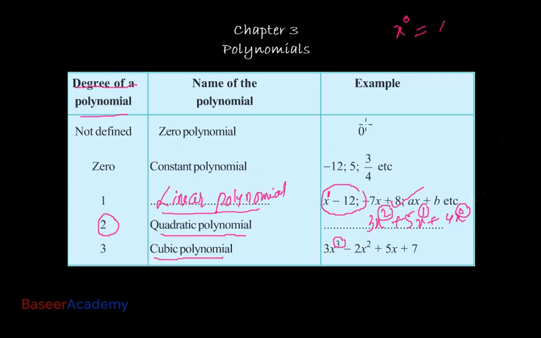What is a zero polynomial? 0 is known as a zero polynomial. And what is a constant polynomial? Any constant number like 5, 6 or 7, 8. These are known as constant polynomials, because 5 is a constant, right? So it's known as a constant polynomial.